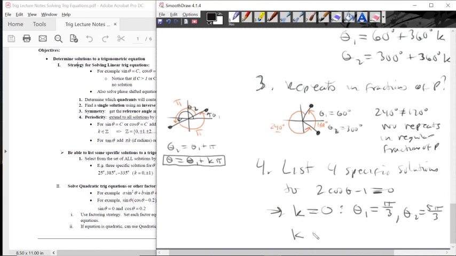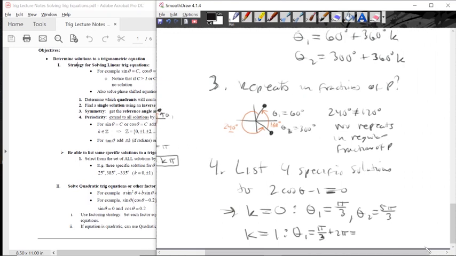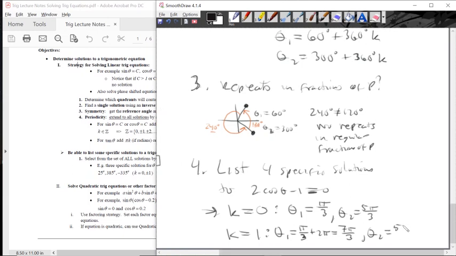We need 2 more. Let's choose k is equal to 1. If k is equal to 1, then theta 1 is going to equal pi over 3 plus 2 pi, and pi over 3 plus 2 pi would be 7 pi over 3. And theta 2, if k is equal to 1, would equal 5 pi over 3 plus 2 pi, and that would equal 11 pi over 3.